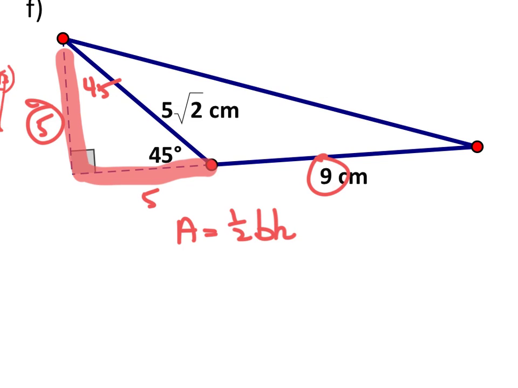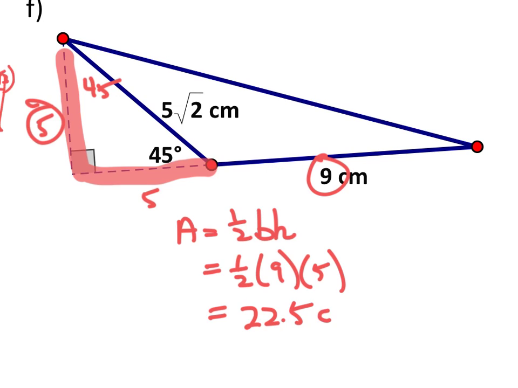So finding the area of the triangle is going to equal 1/2. The base is 9, and the height is 5. So doing that calculation, we have 22.5 square centimeters.